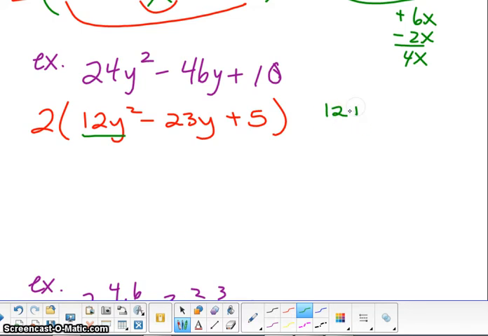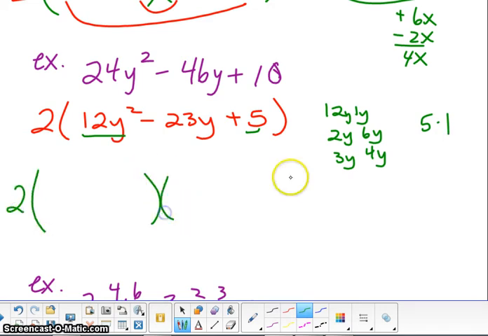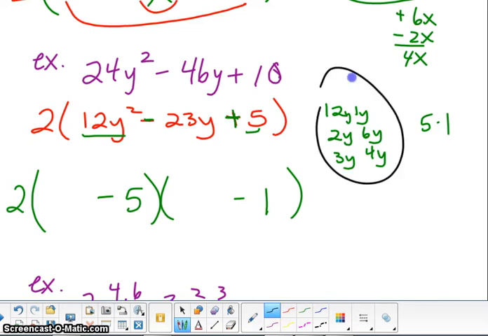12 has a lot of factors to think about. 12 and 1 you could multiply together. We could do 2y and 6y. We could do 3y and 4y. But what's nice about 5 is there's only one option. So I'm going to go ahead and write down the 2. That is going to be part of my final answer. And I'm going to write down the 5 and the 1 because I know that has to be part of the answer. And also, negative and negative are the only way I'm going to get a positive 5 and a negative 23.